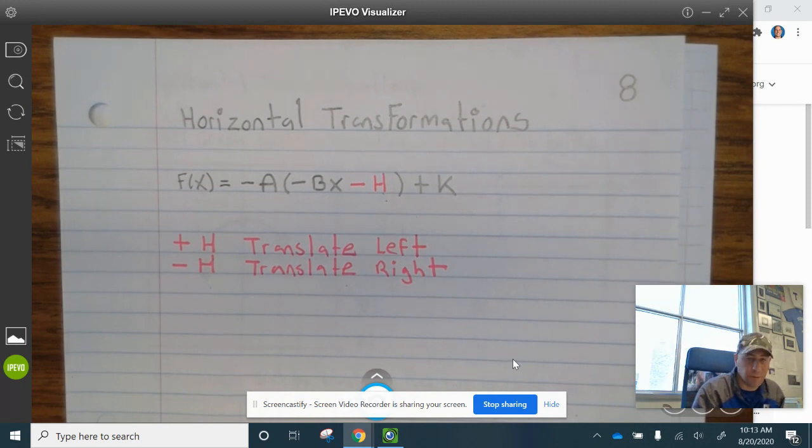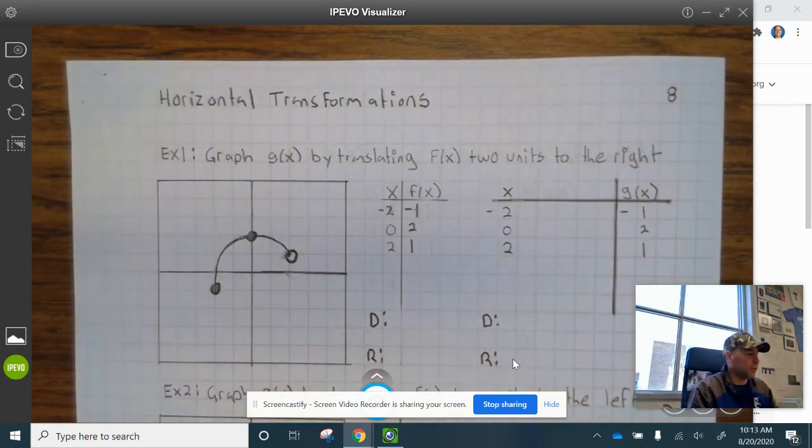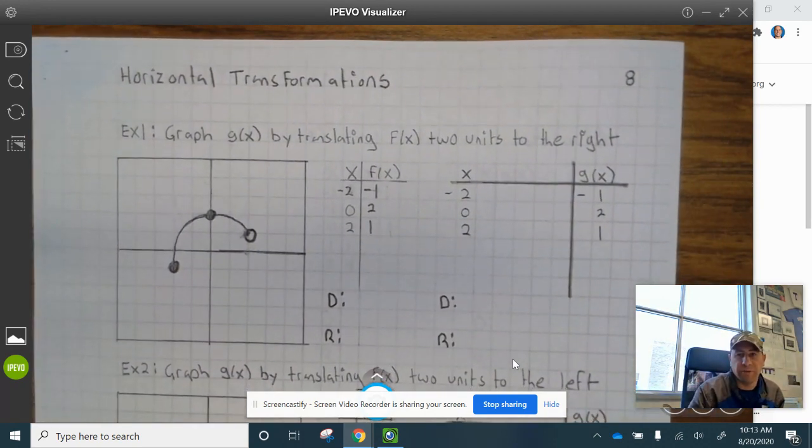Okay, so if you would finish up your notes. All right, now your notes are completed. Let's take a look at the examples. All right, horizontal transformation, journal page 8.